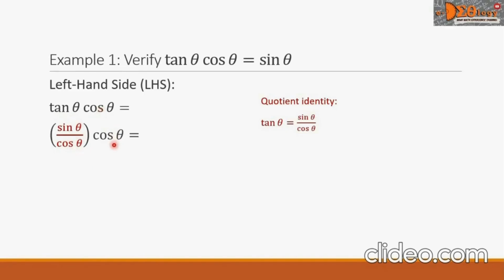And from here, I can see that the cosine theta can be cancelled with the denominator, which is cosine theta also. After the cancellation, only the sine theta will remain. And we can see here that the left hand side is now equal to the right hand side. And we are able to prove that the left hand side is equal to the right hand side.